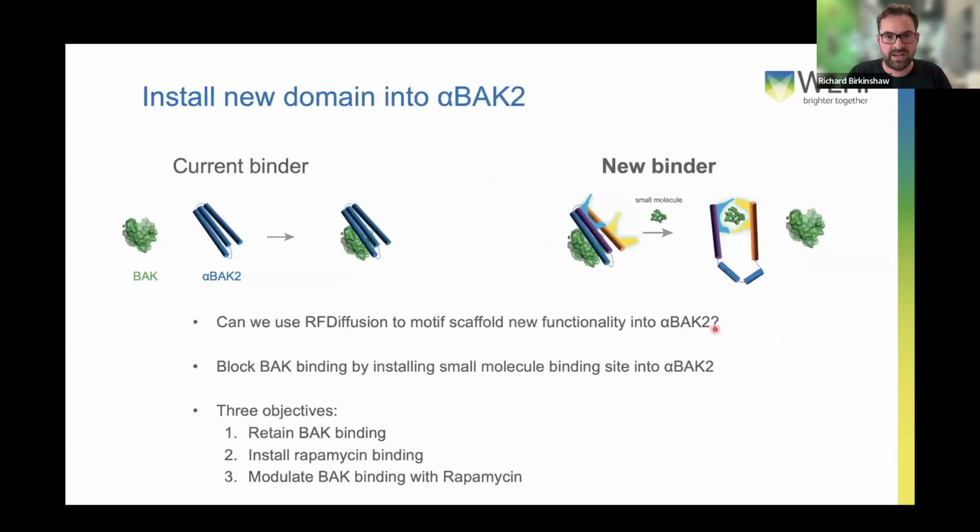So the idea in this was we already have an established binder for BAC. This is our anti-BAC2, and it's pretty potent and selective. Can we modulate its binding to BAC? Can we create a new binder by installing new functionality? In this case, introducing a new domain for a small molecule that can block its ability to bind BAC.